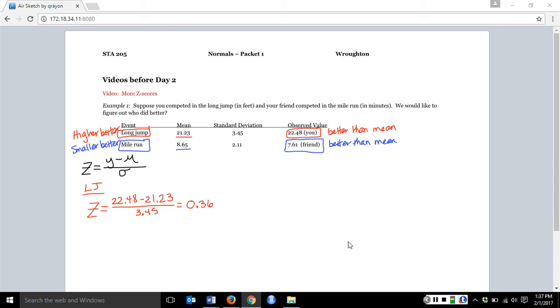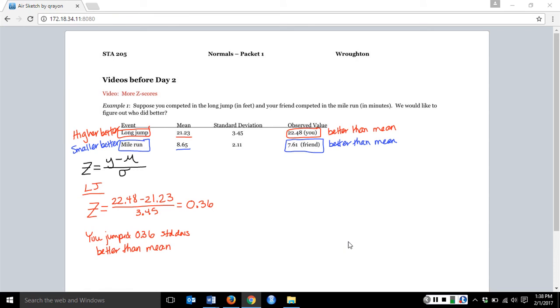Let's also interpret this number to make sure that we understand what a z-score is actually measuring. This means for us that we jumped 0.36 standard deviations better than the mean. And here again, better is because we were actually above the mean, and higher is better here.